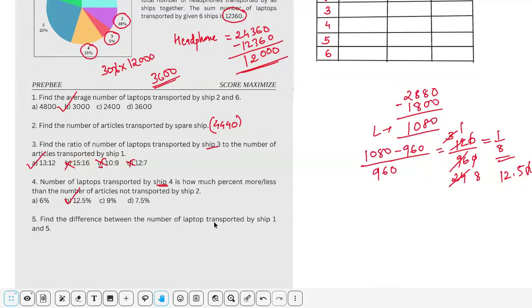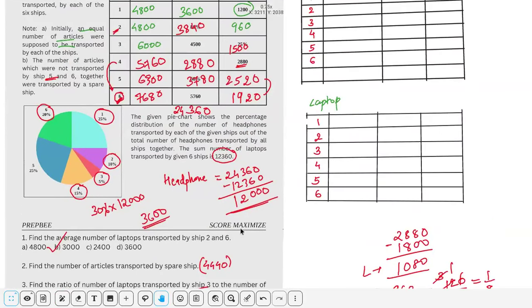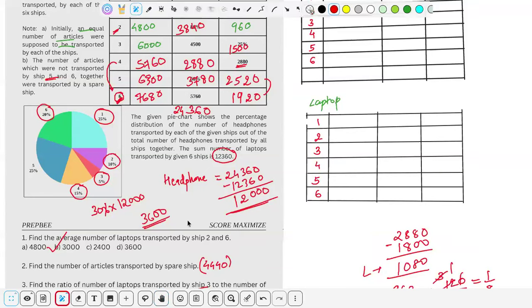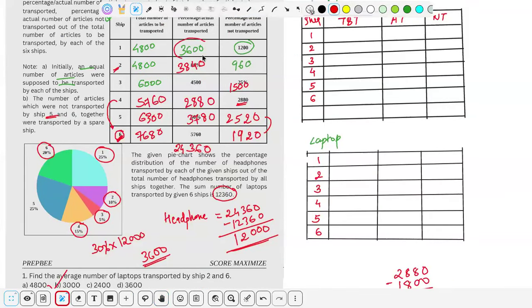The difference between the number of laptops transported by ship 1 and 5. तो नंबर ऑफ लैपटॉप 1 और 5 के बीच में डिफरेंस पूछा है, कितने ट्रांसपोर्ट हुआ है. ओके, तो 1 में दैट इज 3600 आर्टिकल्स वी हैव ट्रांसपोर्टेड. तो 3600 जो आर्टिकल्स थे, इसमें से लैपटॉप कितने थे और हेडफोन कितने थे. 25% of 1200, this is nothing but 1/4 of 1200.